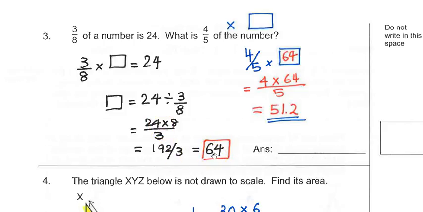Alright, so it is actually 3/8 times 64 gives you 24. Now you work it out. It is 64, right? So 4/5 times 64. It says what is 4/5 times 64? So you work it out, this 4 times 64 over 5, right? The answer is 51.2, which you use a calculator to get.